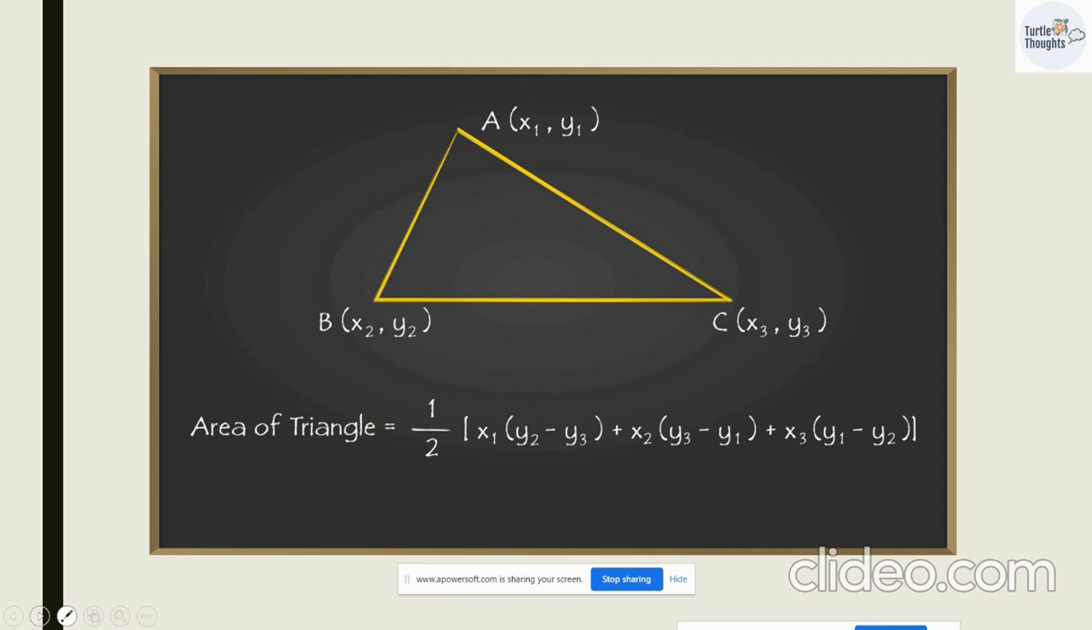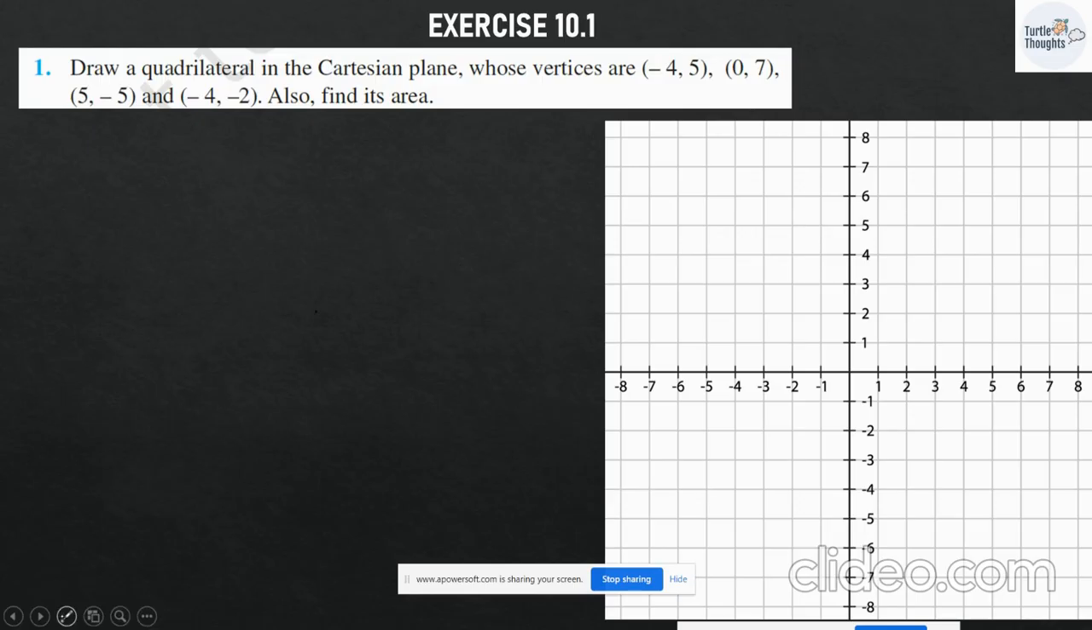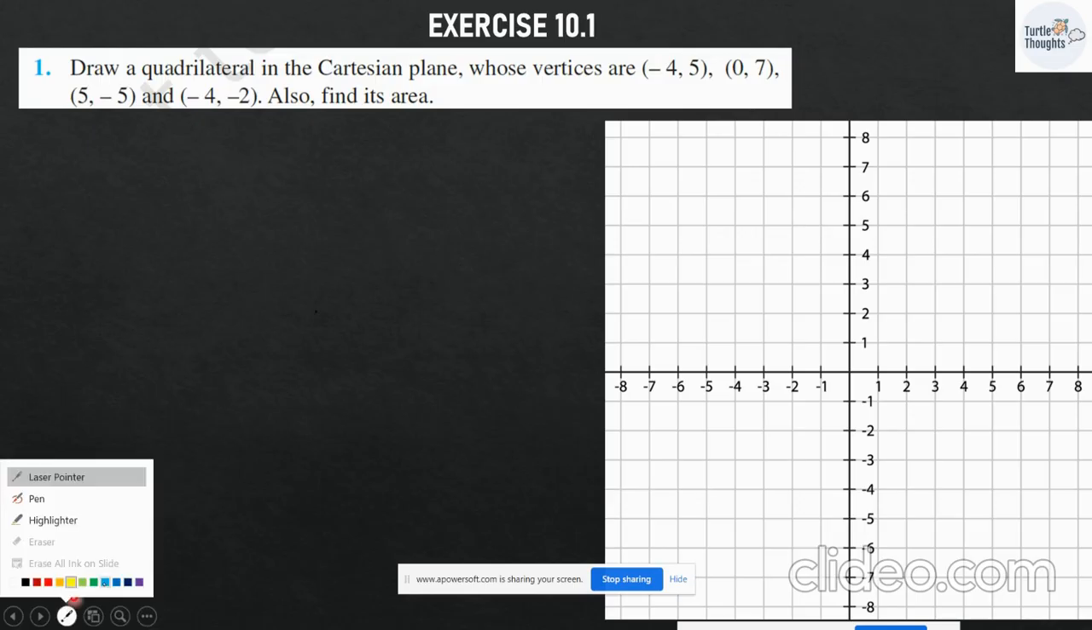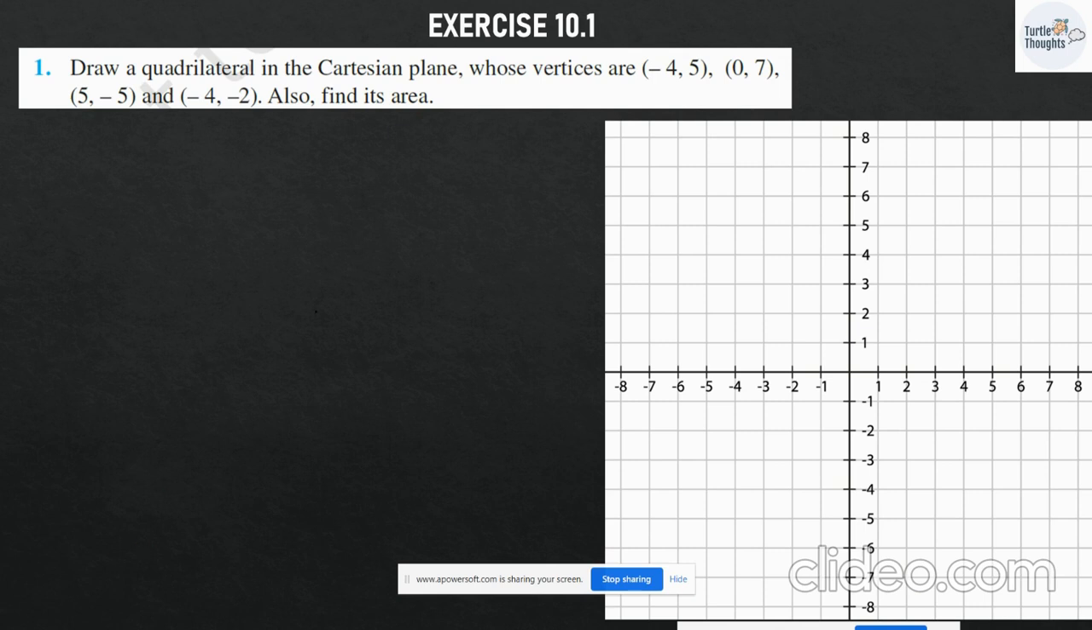Now, this much is enough to start solving our exercise problems. So let us start with the first problem from exercise 10.1. I'll read out the question. Draw a quadrilateral in a Cartesian plane whose vertices are minus 4 comma 5, 0 comma 7, 5 comma minus 5 and minus 4 comma minus 2. Also find its area. This is the question.